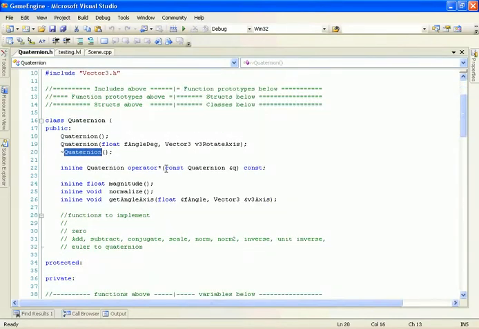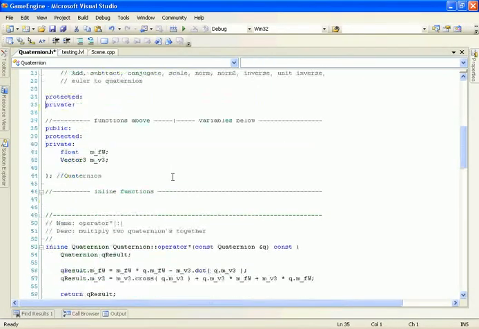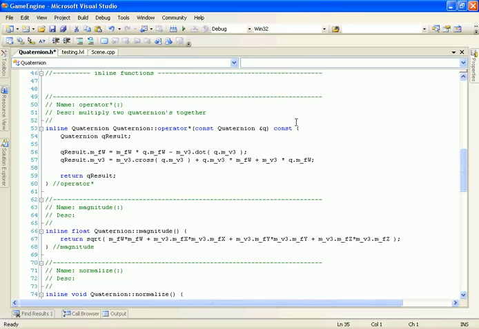I have a multiplication operator, which is used to multiply this quaternion with another one, and it's going to return to us a quaternion. And then we also have a magnitude function, which will return us the magnitude, a normalize function, which will normalize the quaternion, and also the getAngleAxis function, which will return to us an angle as well as the axis that this quaternion represents. So that's basically all that there is inside of this class. Our multiplication operator here is calculated as follows.